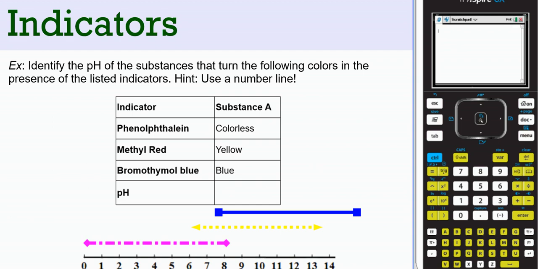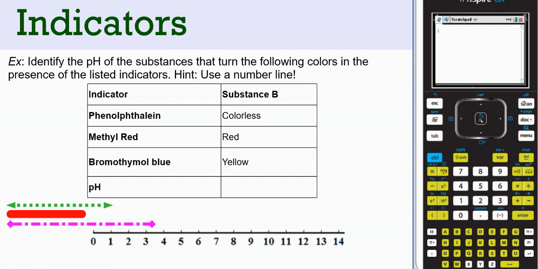And so I'm going to fill in some gaps here with actual numbers so we can get a good range. We know that it's less than 8.2 according to phenolphthalein. We know that it is greater than 6.2 for methyl red and greater than 7.6 for bromothymol blue. And so this narrow range is where our pH lies. And ultimately it is going to be greater than 7.6 and less than 8.2. That would be how we would respond.